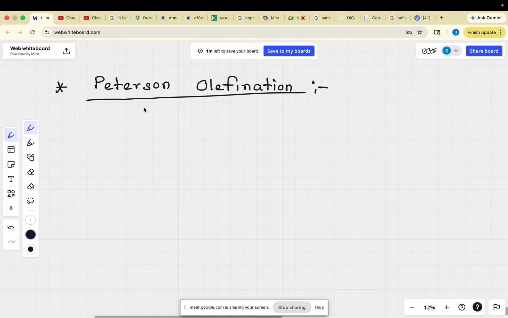This reaction is also known as your Sila-Wittig reaction. So Peterson olefination, or you can call it Sila-Wittig reaction. So here we actually have two types of reaction. One is your base catalyzed and another one will be your acid catalyzed.